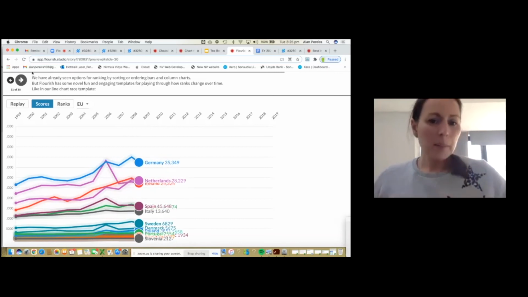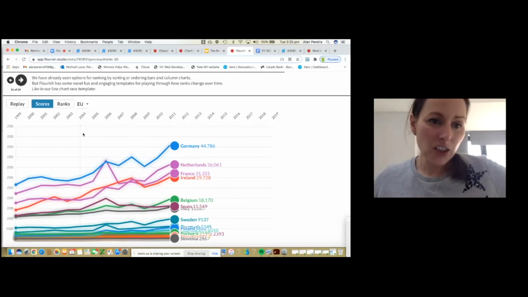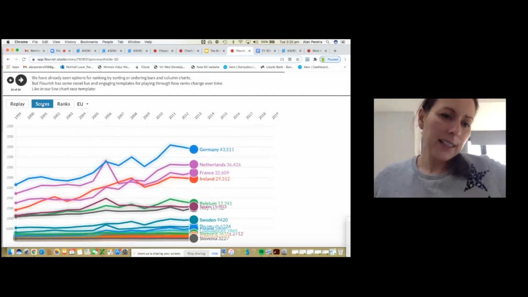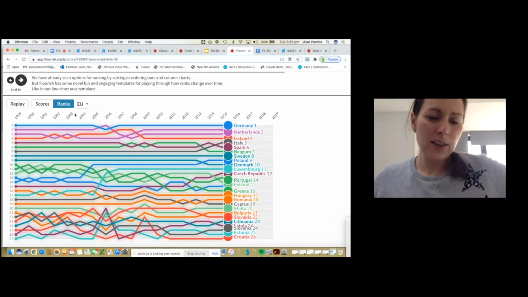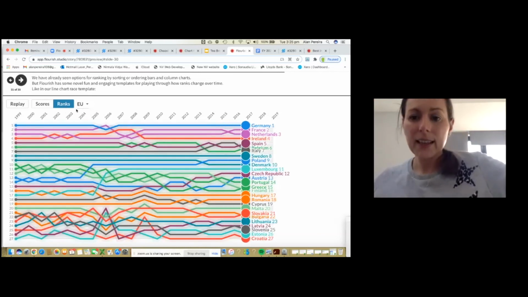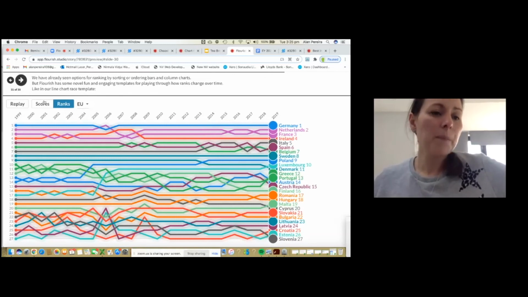So playing how a country's rank changes over time. You can easily transfer between scores and ranks. So if you wanted the actual number, or if you just wanted to see the rank of the country and how that had changed its trade with the UK over time.